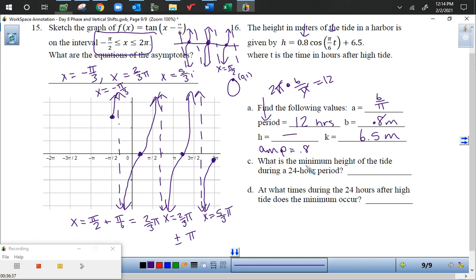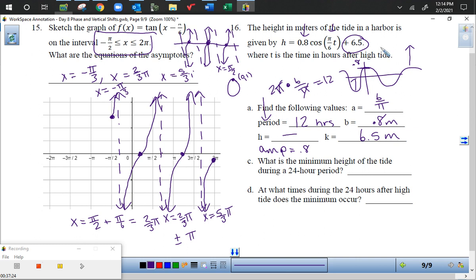We don't have to graph this necessarily accurately to answer the question. We just have to think about what it would look like in general. If we're talking about cosine, we know we normally start at the maximum. Well, what's changed is our maximum's not 1 anymore. It's this 0.8. At this point, then, we take and shift it up everything, maximums and minimums, 6.5.